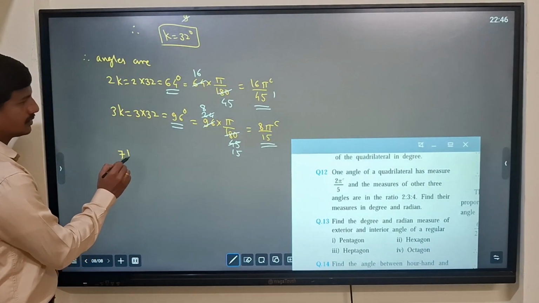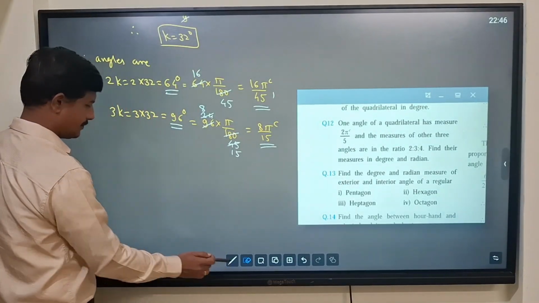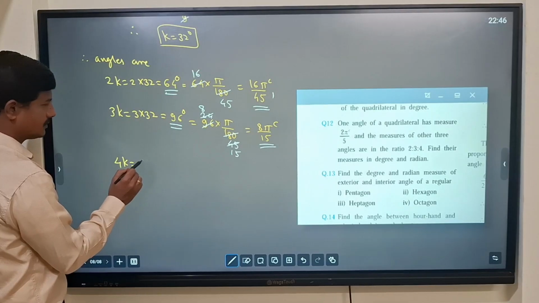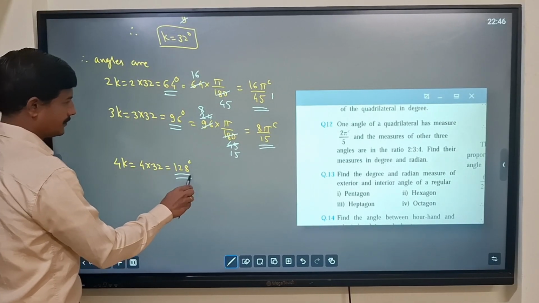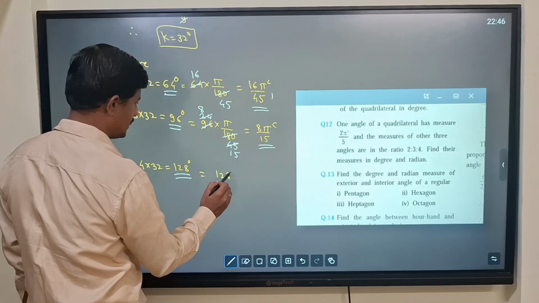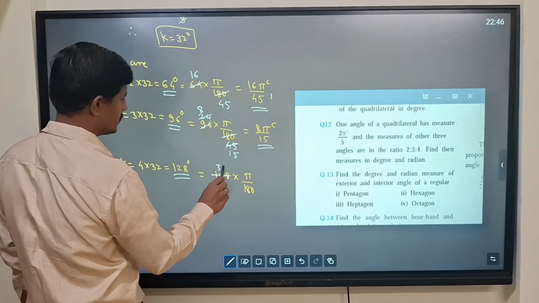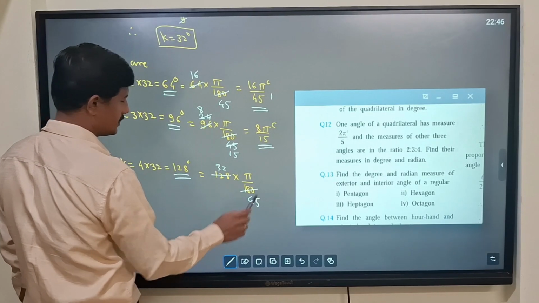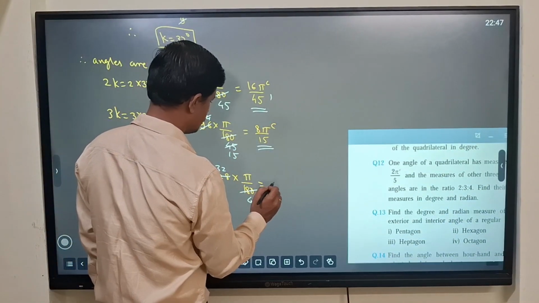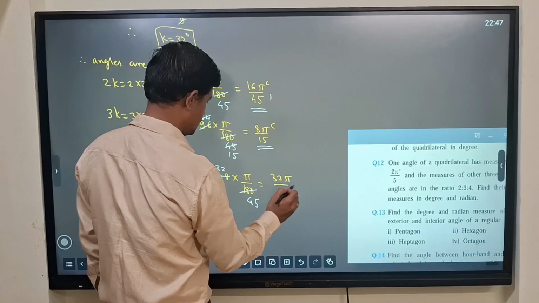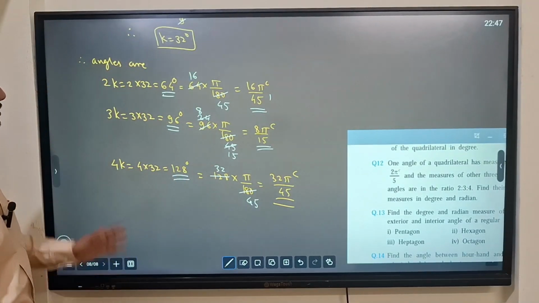Now next is 4k. Therefore 4k is 4 into 32, 128 degree. So in radian, 128 into pi by 180, again divisible by 4, so this becomes 32 pi by 45. This is not divisible by any further number. This is 32 pi by 45 radian. So these are the answers of all the angles of the quadrilateral.